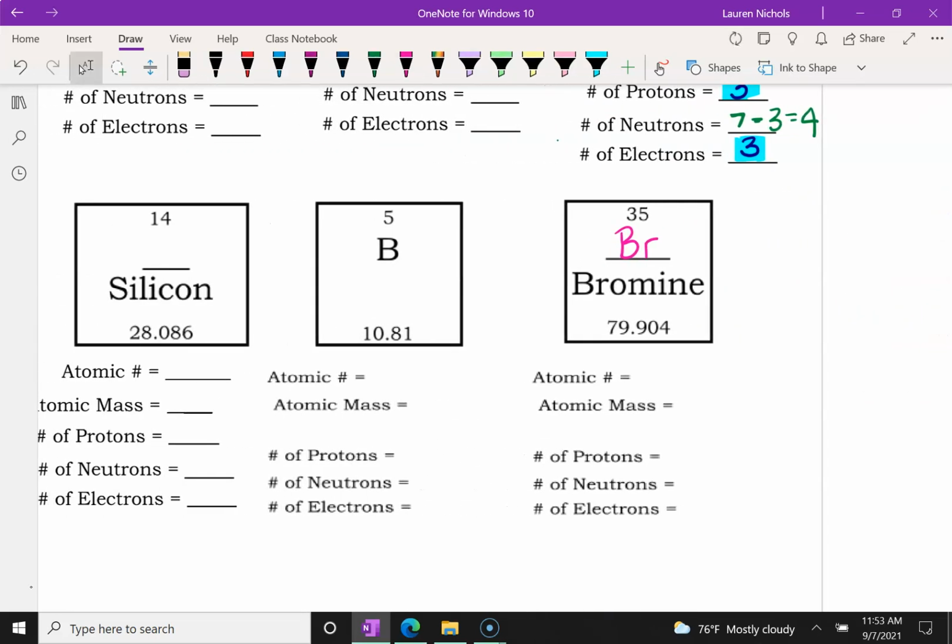So the atomic number for bromine is 35, because that's the number at the top. The atomic mass is 80. The number of protons is 35. The number of neutrons would be 80 minus 35, so you get 45. And then the number of electrons is also 35, because we assume that it's a neutral atom, so the protons and electrons must be the same.